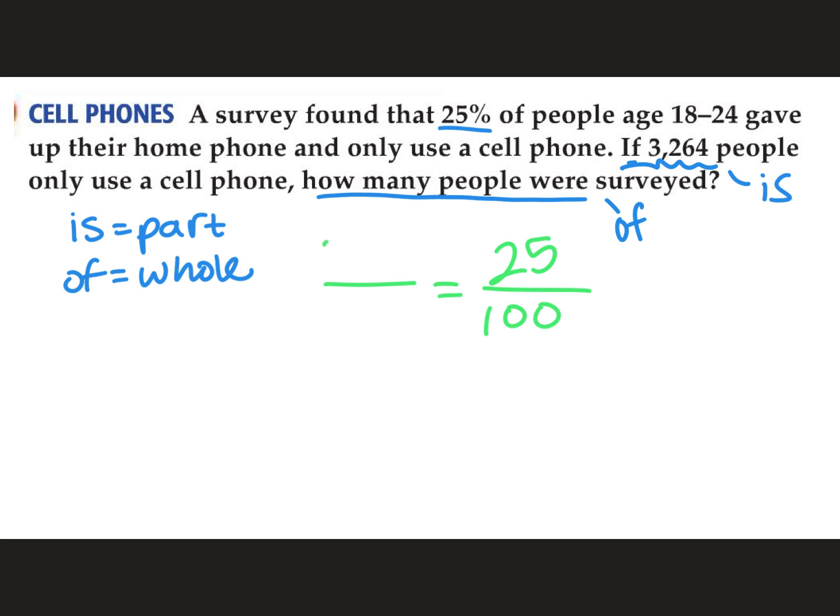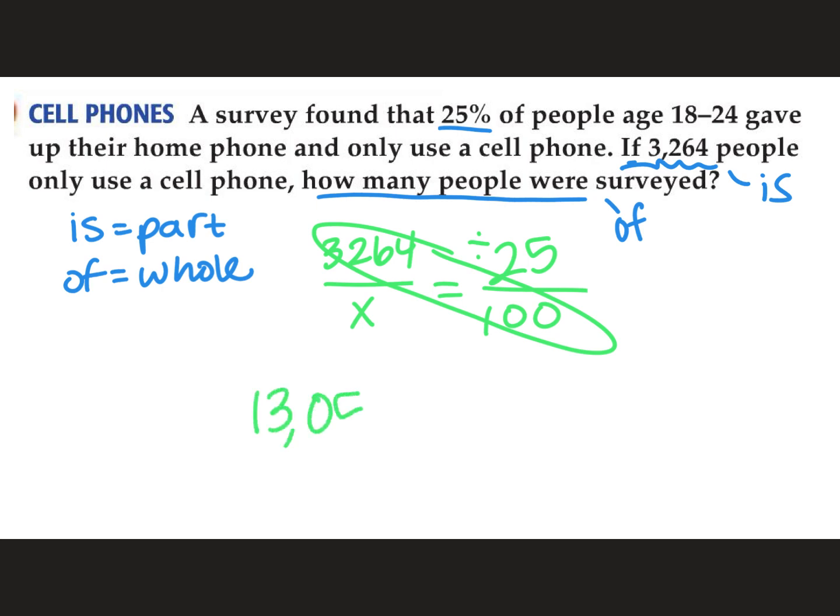So the is 3,264. We don't know the total or the whole amount, so that's where our variable goes. And then again, I'm going to cross multiply and divide that by the third number. And I ended up with an answer of 13,056. So that's how many people in all took the survey.